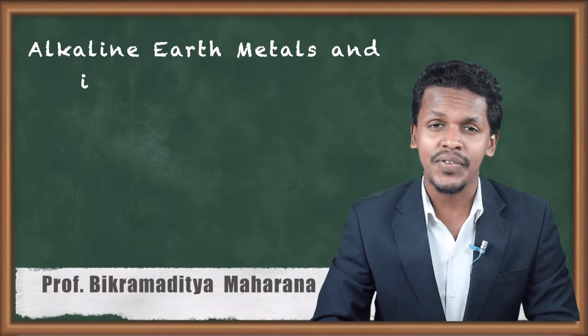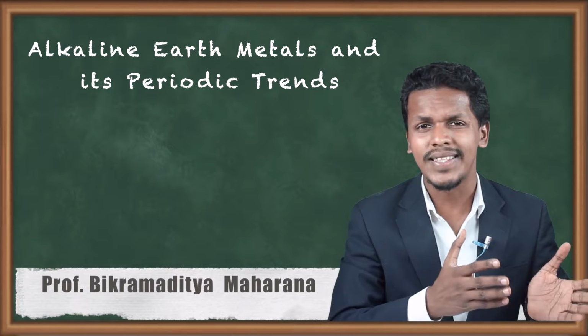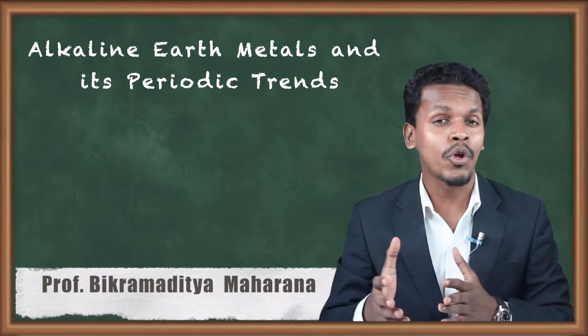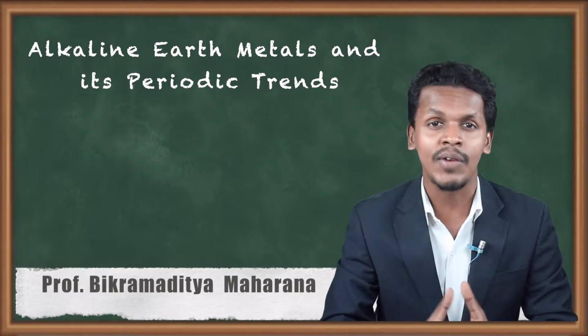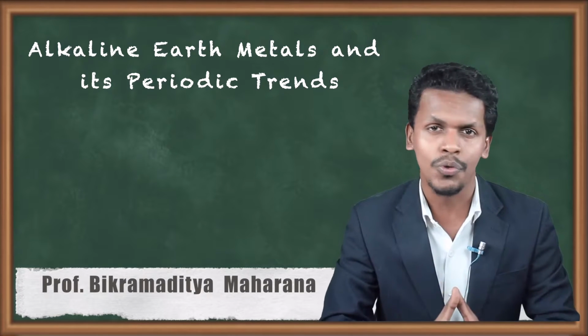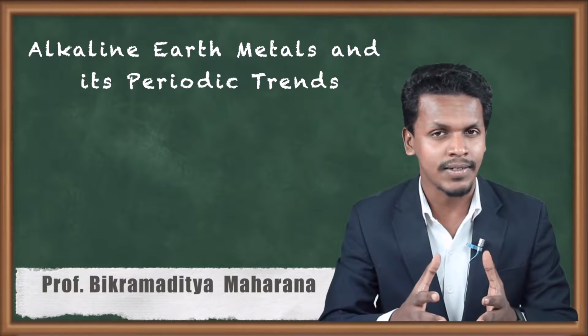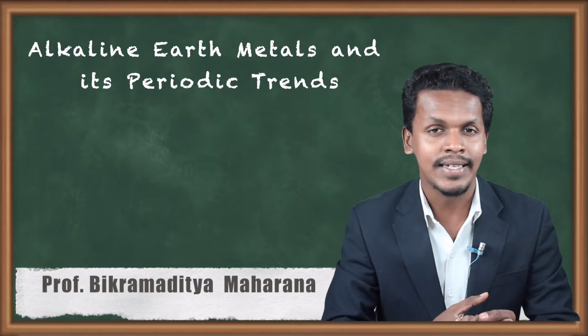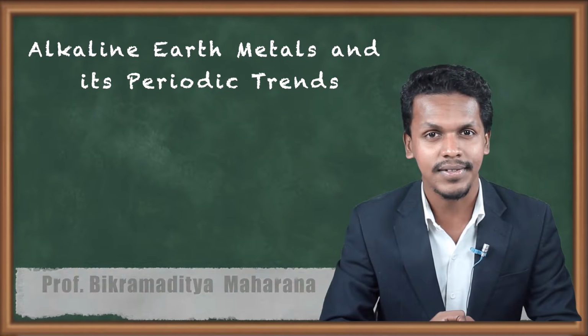Hello friends, in the previous lecture we got to know about the s block elements, that is group 1 elements, known as alkali metals. Now we are going to talk about the group 2 elements, that is alkaline earth metals. What are alkaline earth metals and what different elements consist in this group? Let me talk about that, and we are also going to discuss the periodic trends of those elements in the periodic table. So now let us discuss group 2 elements, that is alkaline earth metals.